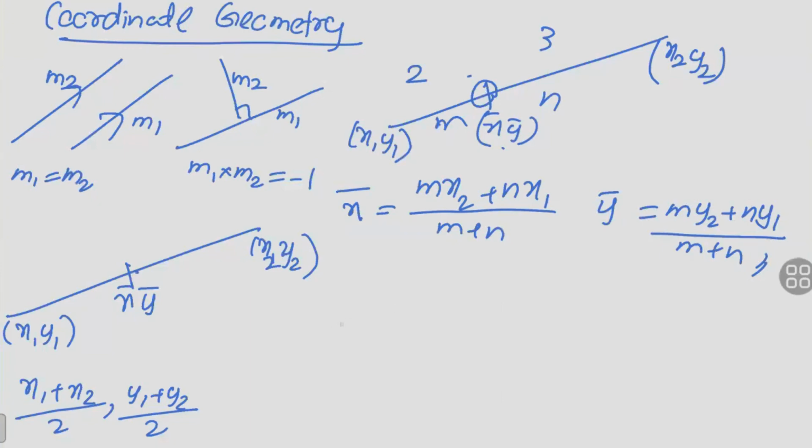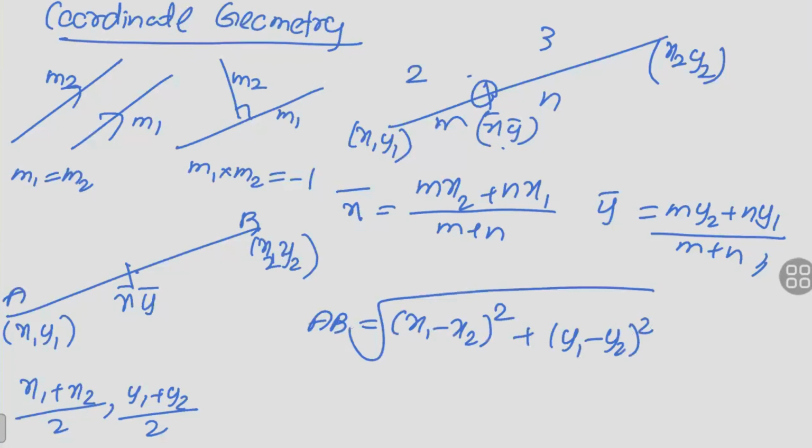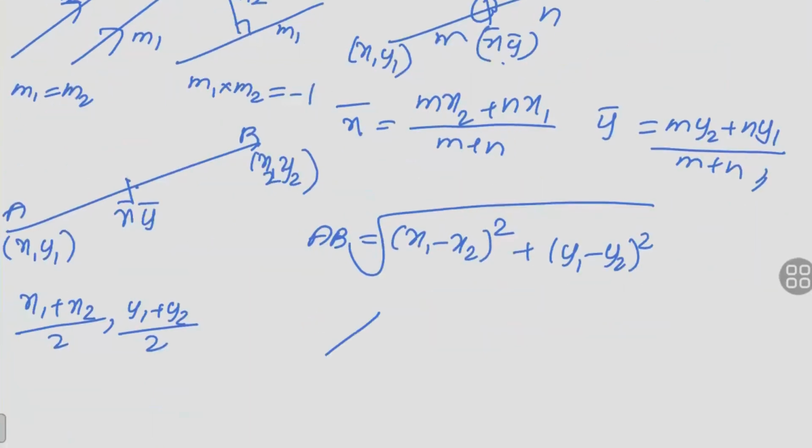Then find the length of the line. Let's say AB: the difference of the x values squared plus the difference of the y values squared, square root. So these are the basic laws in coordinate geometry. And also I told you, find the area of the triangle, the normal triangle. If you get it, apply this method, less time. You can very easily simplify the answer.